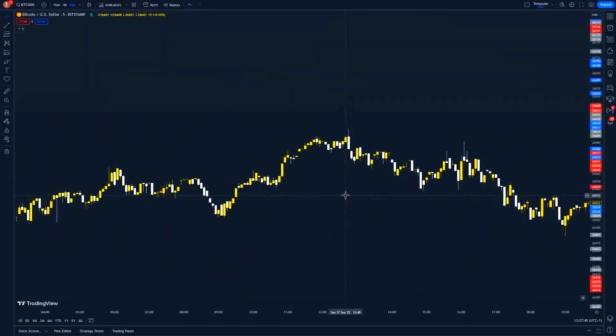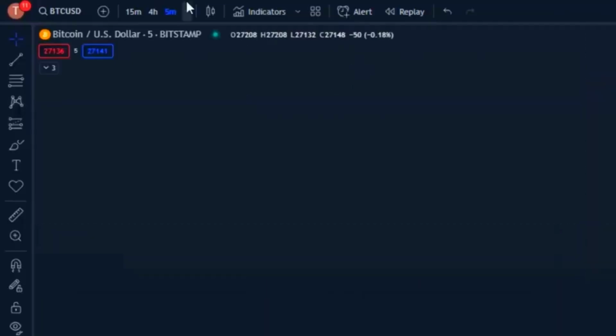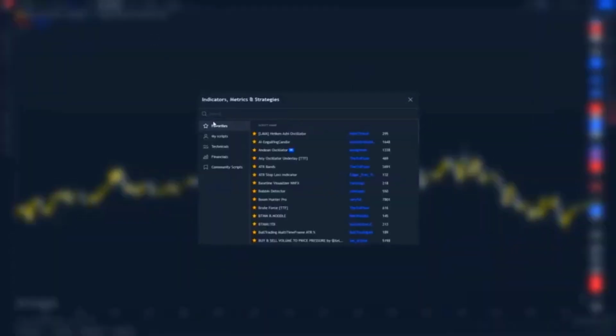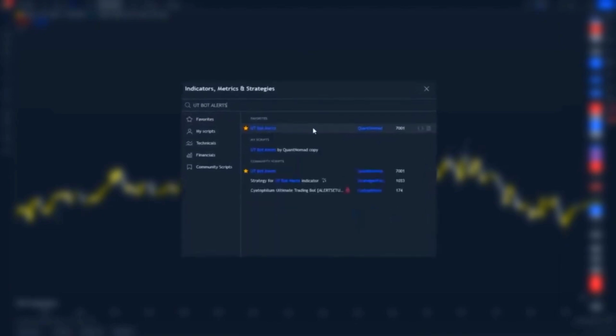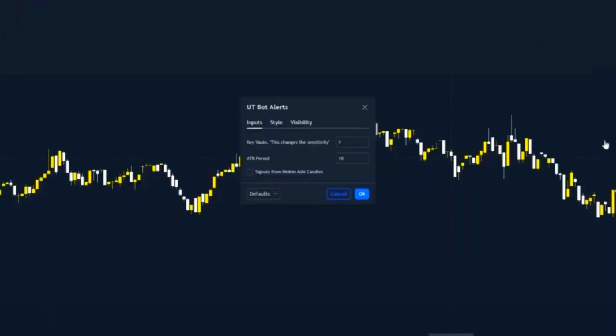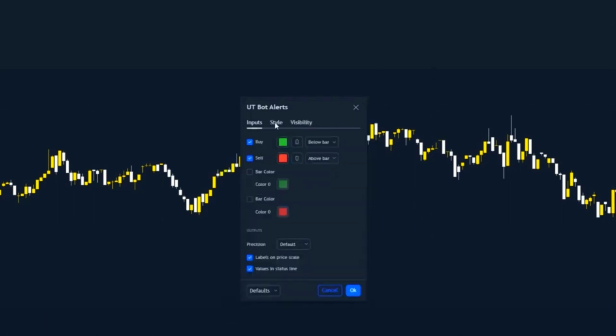So we're on the 5-minute chart, and the first thing we want to do is head up to indicators and type in UT bot alerts. This is by Quant Nomad. Add that to your chart and then double click on it so we can enter the settings. On the input section, the key value is 1 and the ATR period is 10. I have the signals from Heikin-Ashi candles turned off, and on the style, both bar colors are also turned off.